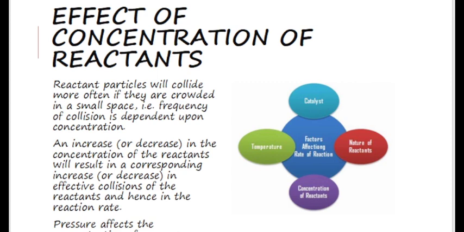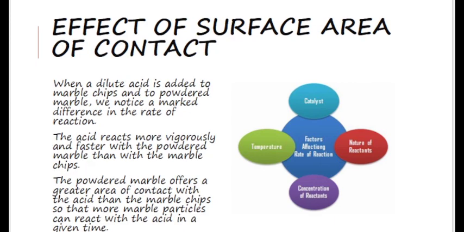An increase in the concentration of the reactant will result in a corresponding increase in effective collision of the reactant and hence affects the rate of reaction. Pressure affects the concentration of gaseous reactants. So basically, if you increase pressure, you bring them to become more compact, and when they are more compact, their chances of collision is increased. Let's consider the effect of surface area.